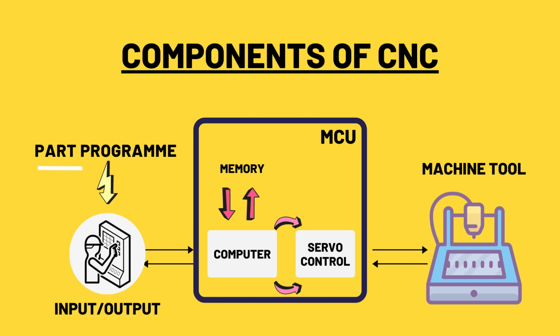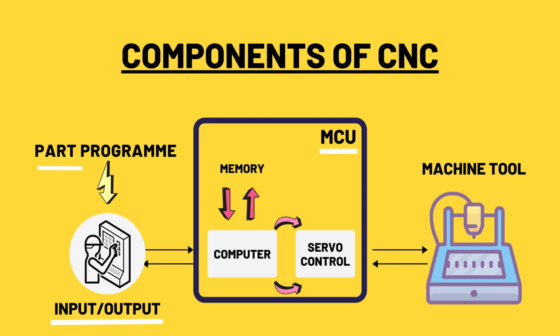The next component is the input device for the part program. These are the devices which are used to input the part program in the CNC machine. There are three commonly used input devices, and these are punch tape reader, magnetic tape reader, and computer via RS-232C communication. It reads the coded instruction fed into it. It decodes the coded instruction and makes the CNC machine understand it.